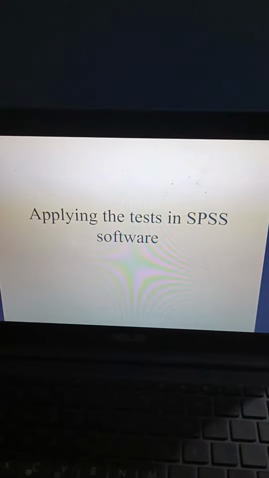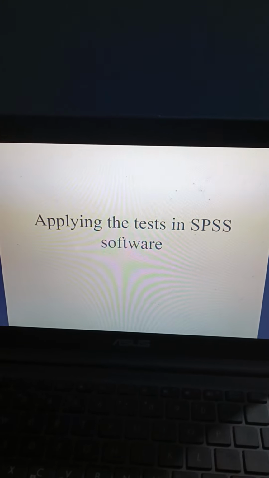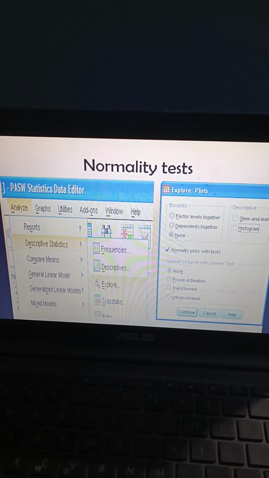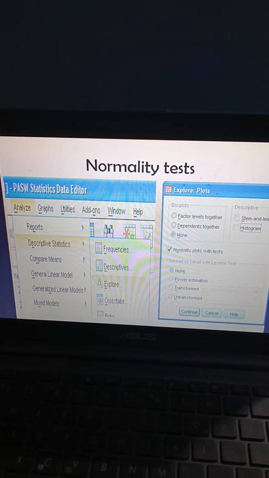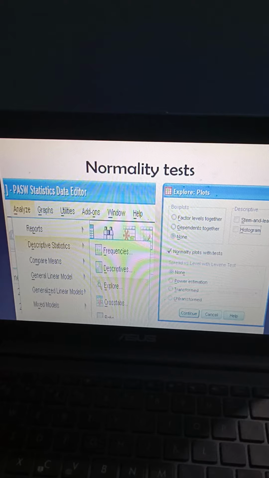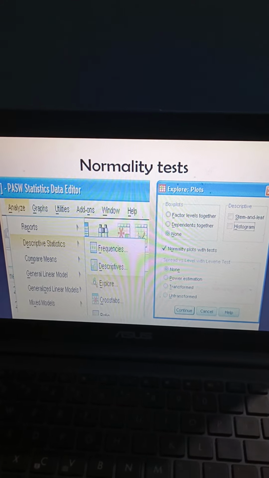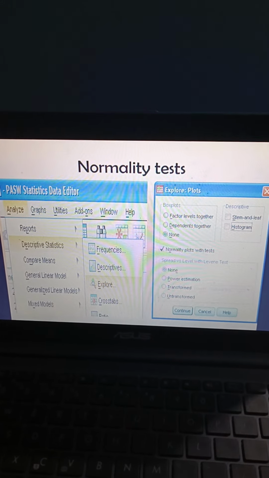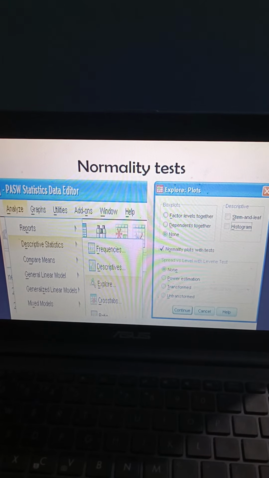Applying the non-parametric tests in SPSS software. First of all, we have to find out the normality tests, and that is shown in the SPSS. Here, we put the data and analyze it according to what test is applicable.